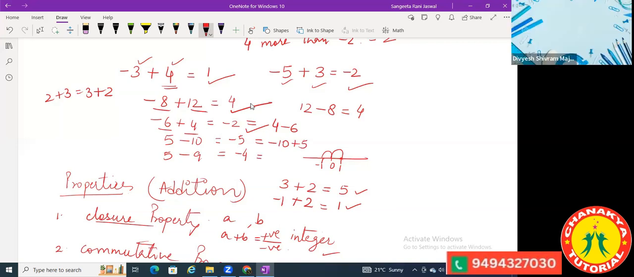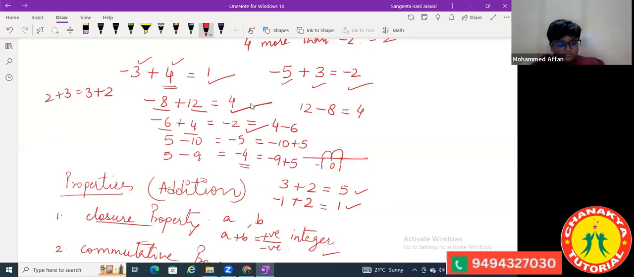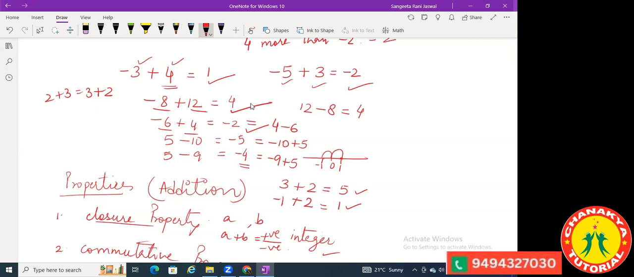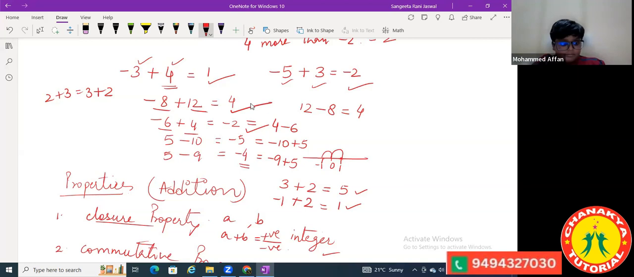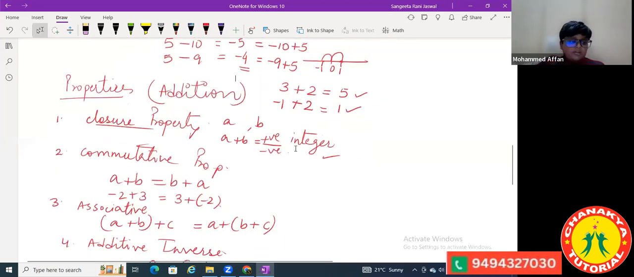Now 5 minus 9. If I write minus 9 first and then 5, will the answer be the same? No? Yes, ma'am, the answer will be the same. Okay? Yes, Afan, you understand now? Clear? Any doubts in this closure property and commutative property? No, ma'am, no doubts.